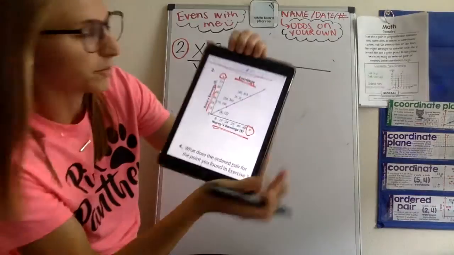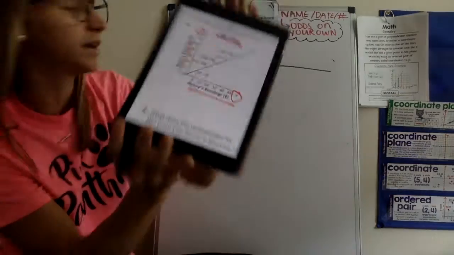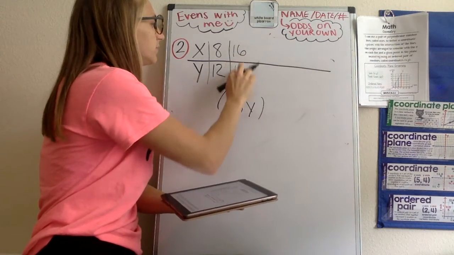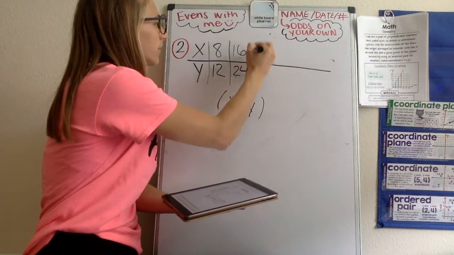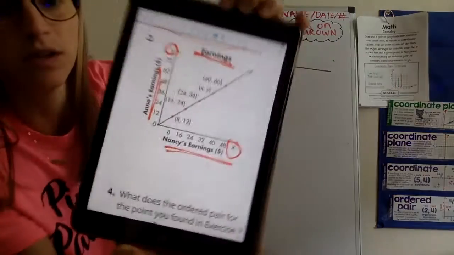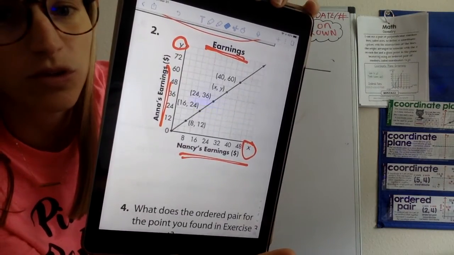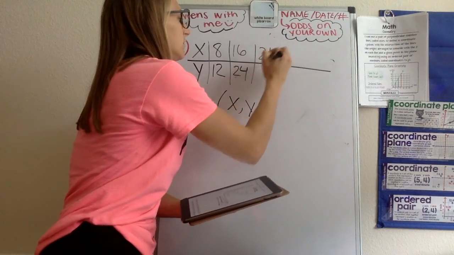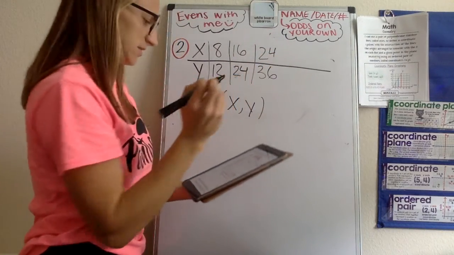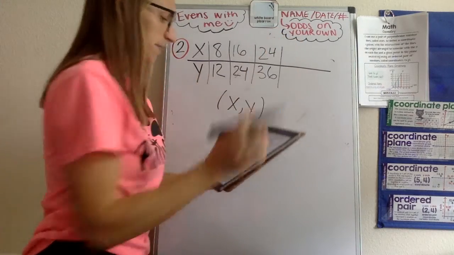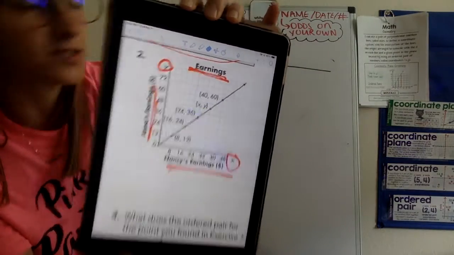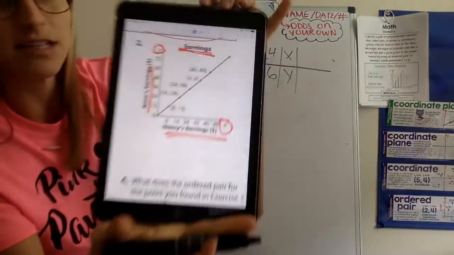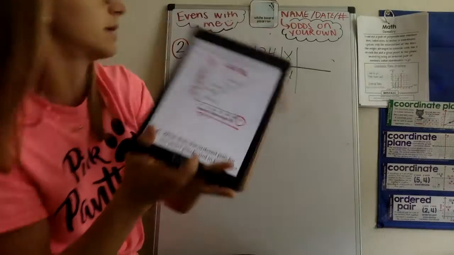All right, our next ordered pair was 16, comma 24. So 16, 24. All right, we're going to continue. The next ordered pair on there was 24, comma 36. 24, 36. All righty. The next ordered pair was X, Y, so that's something that we need to find. The last one on the very end there was 40, comma 60.